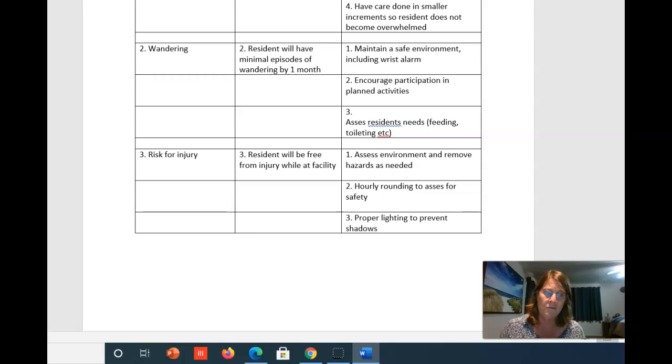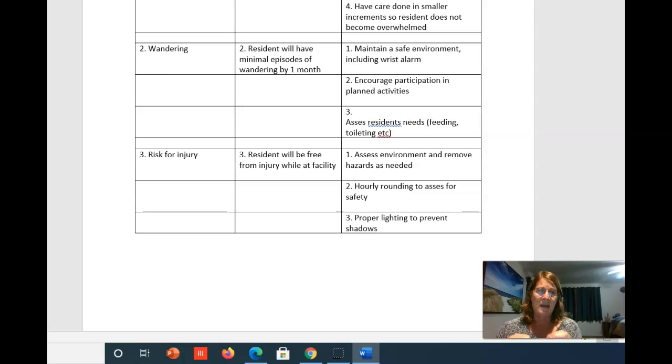And when we check on them more frequently and we're meeting their needs more quickly, you'll find a lot of times that they won't wander quite as much. Proper lighting sometimes can help as well to reduce the risk of injury. If you have poor lighting, you get a lot more shadows, and especially with our elderly population, if they don't see quite as well, that can of course be a detriment. So I just picked 3 quick, simple, easy potential problems.